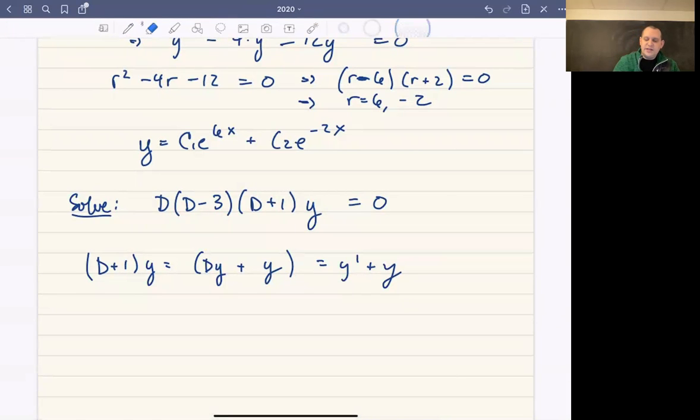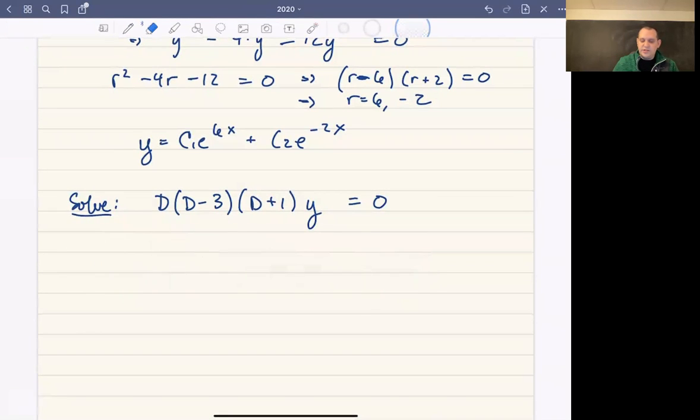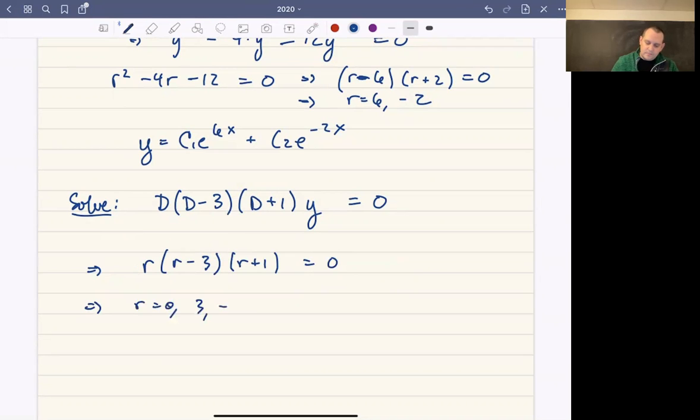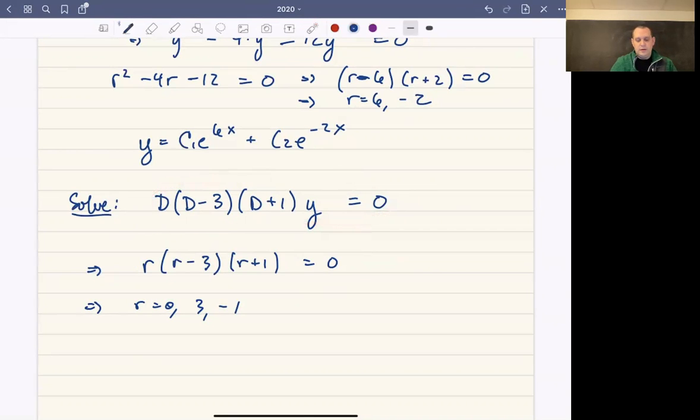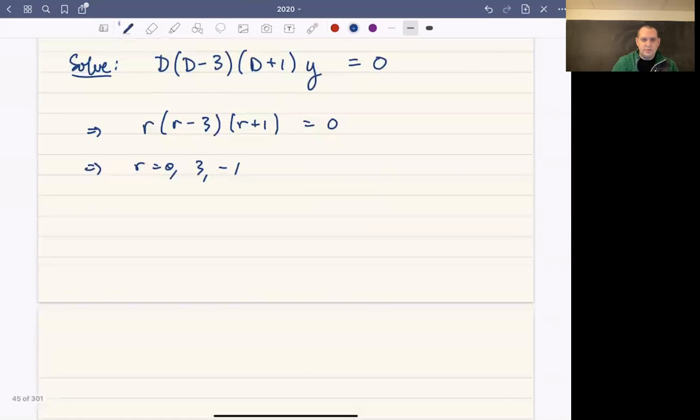But the advantage is that now I can give you this differential equation in this form. And what we have to do is look at r times (r minus 3) times (r plus 1). When's that equal to 0? And of course, that's equal to 0 when r is 0, 3, and negative 1. And so the advantage of using this differential operator form is that it actually makes the algebra of solving these differential equations easier. So our solutions to this cubic equation are 0, 3, and negative 1.